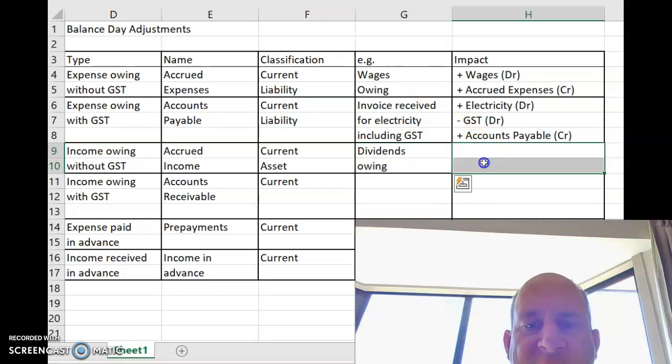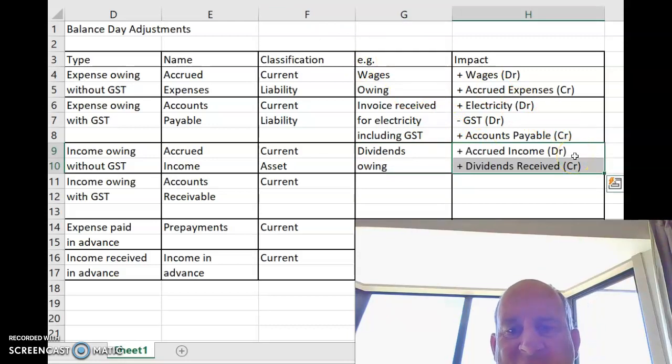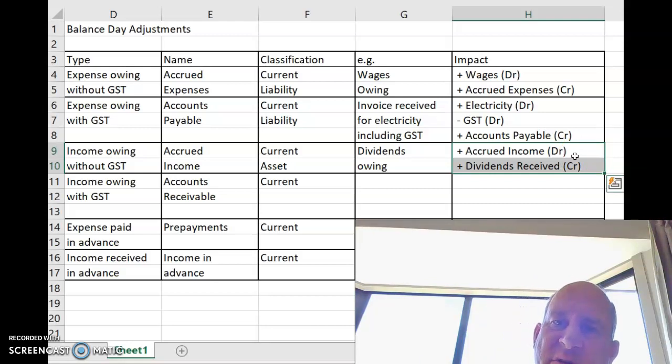Accrued income is going to be the debit part. So on the debit side, we're adding an asset called accrued income down the bottom of your trial balance. In your dividends received or your interest received, there'll already be a figure, so you'll just have to add it onto that one.